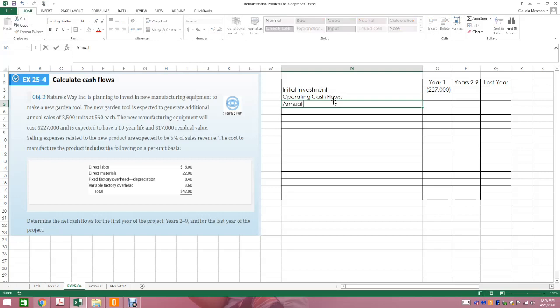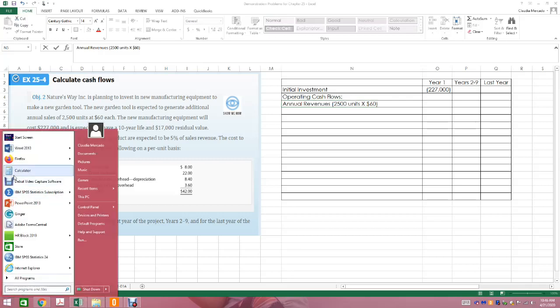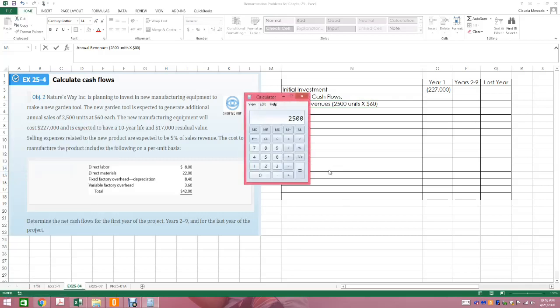The first thing we have is annual revenues, okay? How much are we going to make off of the production of these new garden tools, okay? We're buying a piece of equipment at $227,000 to manufacture garden tools, but what am I going to sell, okay? So according to the problem, you're going to sell 2,500 units, and you're going to be selling them at $60 a piece, okay? So let's get our calculator out. That's 2,500 units at $60 a piece. So that means I'm going to be making $150,000 every year if my sales go as planned, okay?